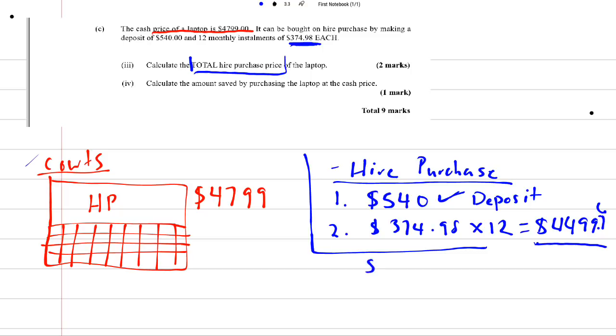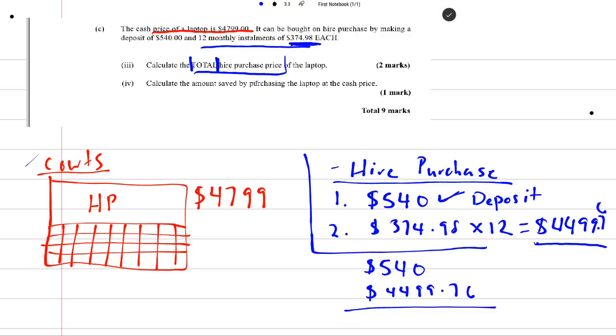The deposit where you make $540, because that is the first money you give them. And the installments, the monthly payments you make till you pay it off, which equals $4,499.76. But they messed up the little six up here, because it couldn't hold. So you add them, because it says what? Total hire purchase price. It never asks for the total monthly cost. It says hire purchase, and they already gave you two things you have to pay to own this laptop on hire purchase, right? So you add both of them.